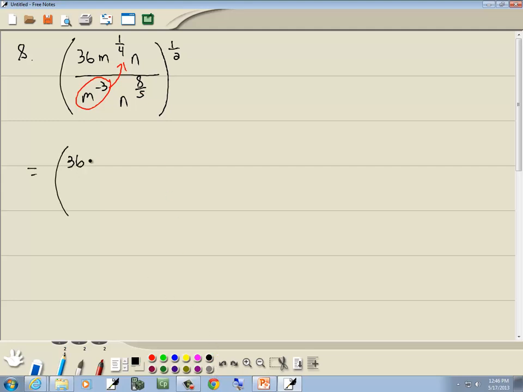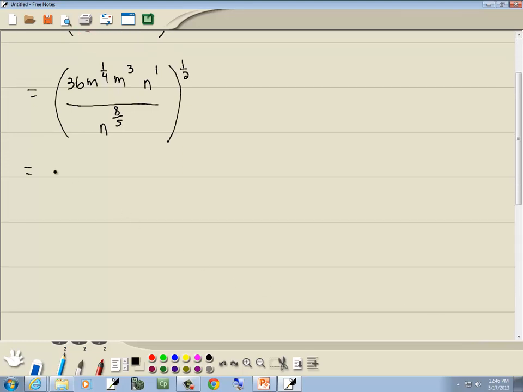So we got 36 m to the 1/4, m to the positive 3, n to the 1 power, over n to the 8/5, all raised to 1/2 power. Well, I need to get some common denominators here. So this would be 36 m to the 1/4, and this would be m to the 3 over 1, and this is the n to the 1 over 1, over n to the 8/5.